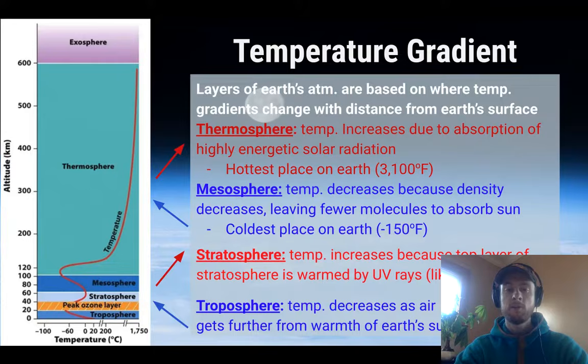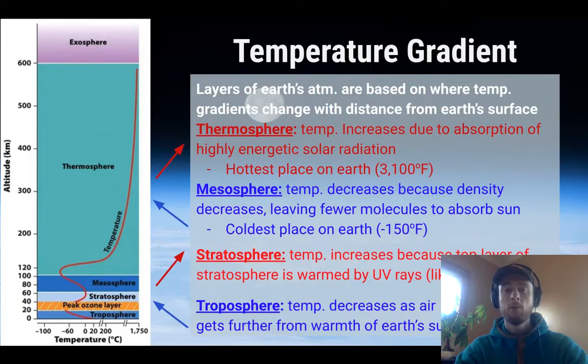So we'll start at the very bottom of the troposphere, right at Earth's surface. And as we move higher up in the troposphere, away from Earth's surface, it gets colder because the Earth's surface is warmed by the sun, and as we're getting further away from it, there's less heat. So think about climbing up a really tall mountain. It's going to get colder as you get closer to the top.